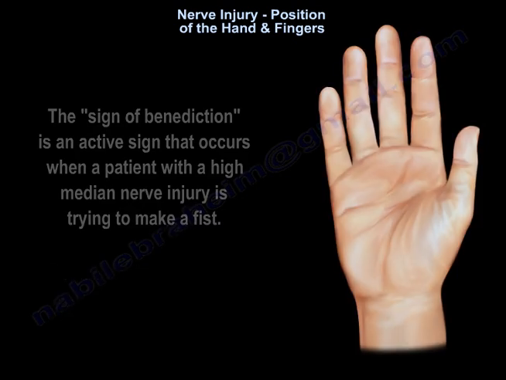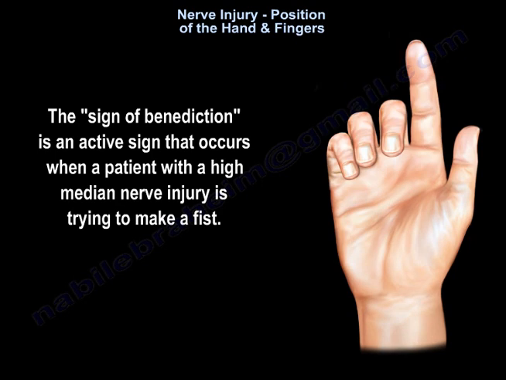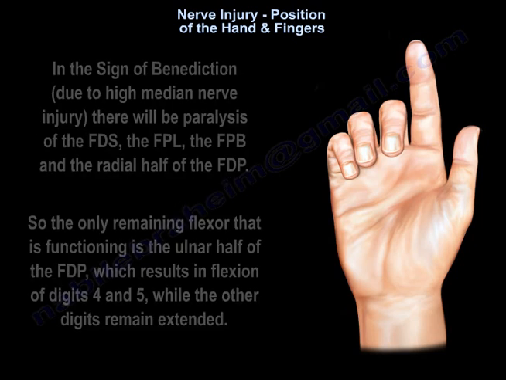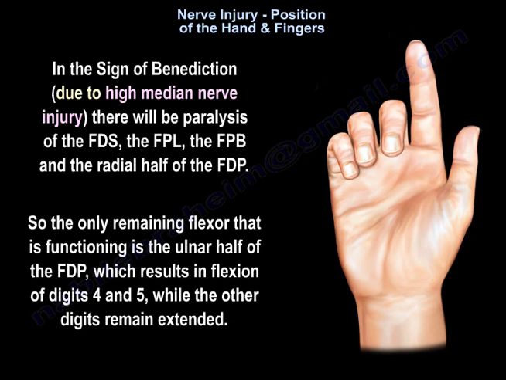The sign of benediction is an active sign. It occurs when a patient with a high median nerve injury is trying to make a fist. In sign of benediction, due to a high median nerve injury, there will be paralysis of the flexor digitorum superficialis, the flexor pollicis longus, the flexor pollicis brevis, and the radial half of the flexor digitorum profundus.